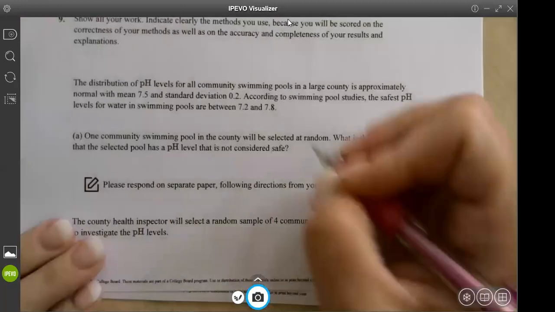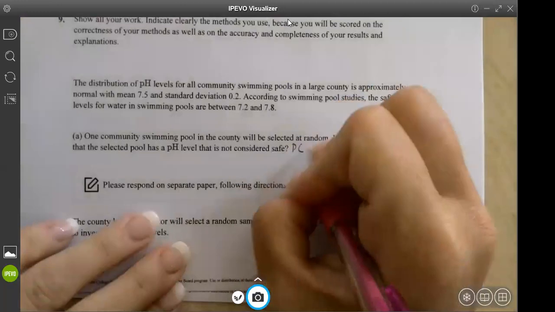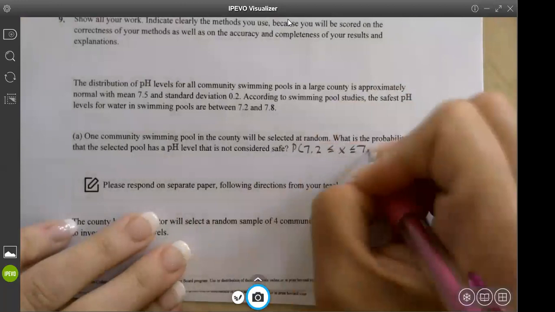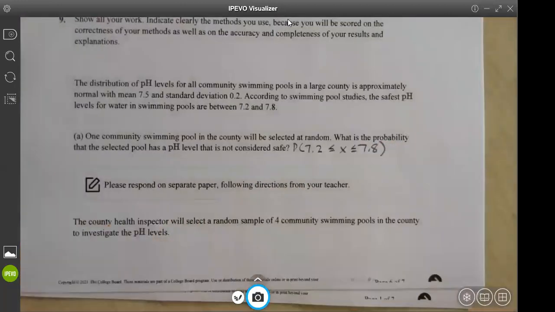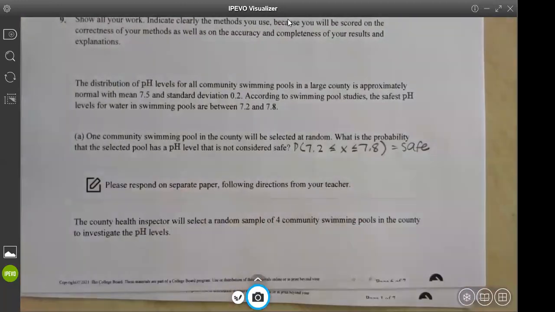So what I did is I found the safe and then subtracted it from 100 instead of doing 2 different calculations, if that makes sense. So I went ahead and did 7.2 less than or equal to X less than or equal to 7.8. And then once I found that, because that's the safe, I subtracted that from 100 or the 1 to find out what was unsafe. So if anything less than 7.2, you could have done that and added it to anything greater than 7.8. Does that make sense? So whichever way you did it is perfectly fine.